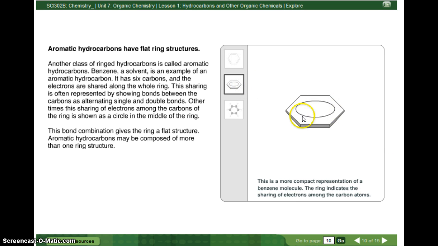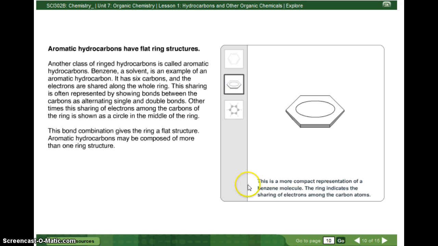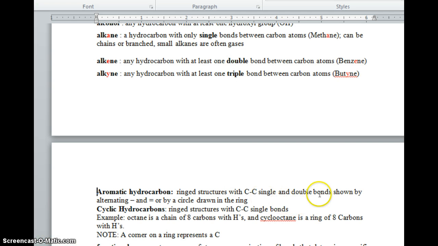You can also draw it like this. So this circle represents the fact that you have double bonds happening. This is a more compact representation of a benzene molecule. The ring indicates the sharing of electrons among the carbon atoms. And of course, the ball and stick, where you can see some of the hydrogens as well. And actually, I should have said all the hydrogens. You can see all the hydrogens as well. And I just added to our definition that it's shown by alternating single and double bonds or by a circle drawn inside the ring.